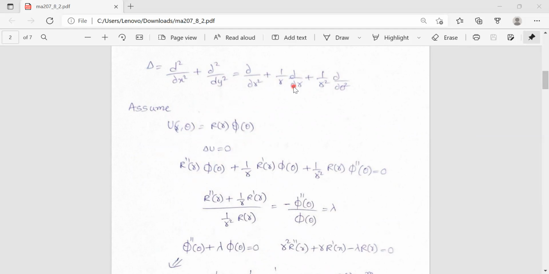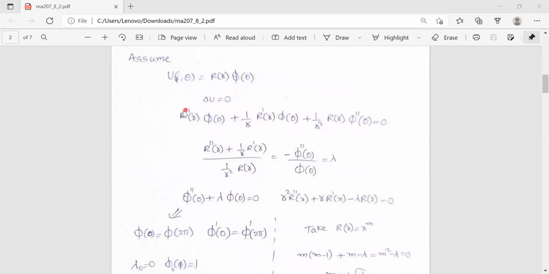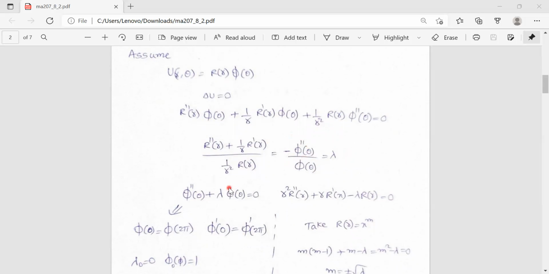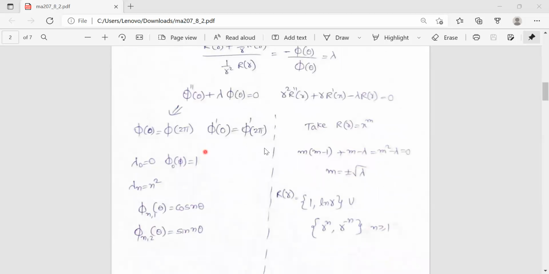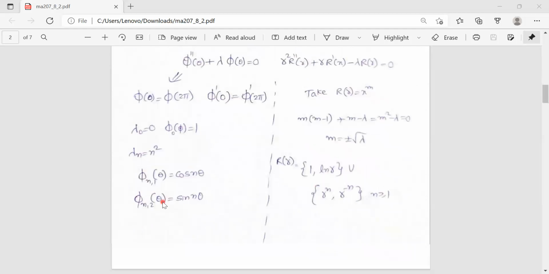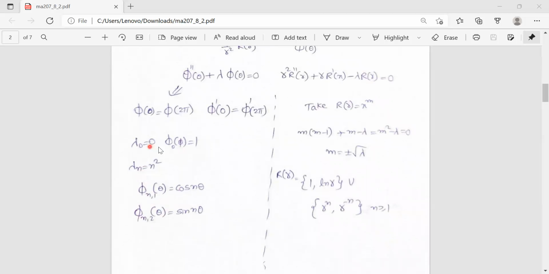If we substitute in that given operator, we will get this equation, and we will take lambda equal to minus theta double dash by theta. We will solve the angle part on one side and the radius part on the other side. The angle part is the same as the Fourier series type. Then we will get three solutions: one is the zero eigenvalue solution, one is the cos solution, and one is the sine solution.